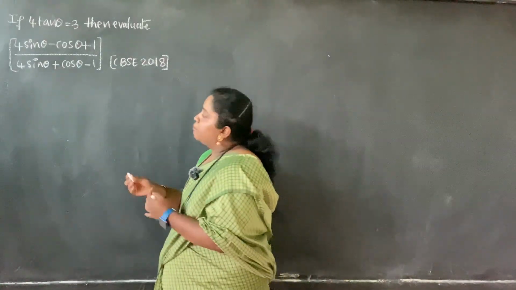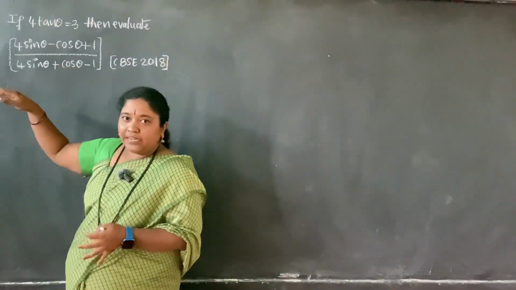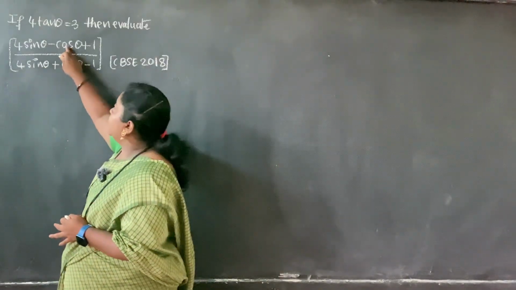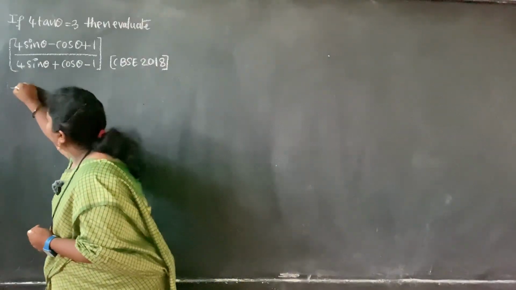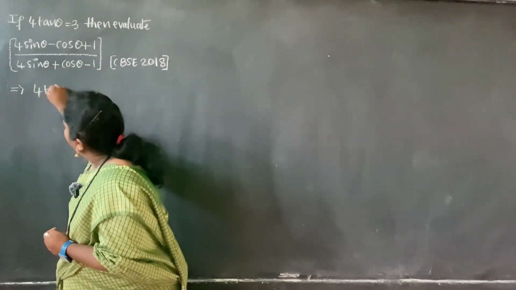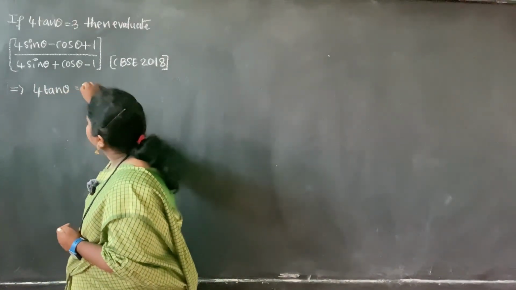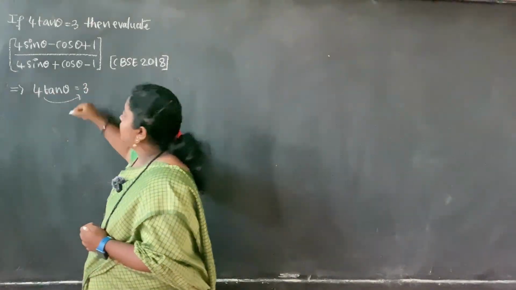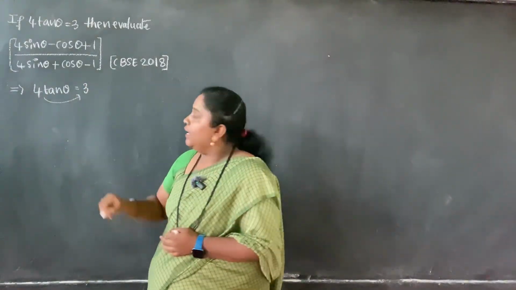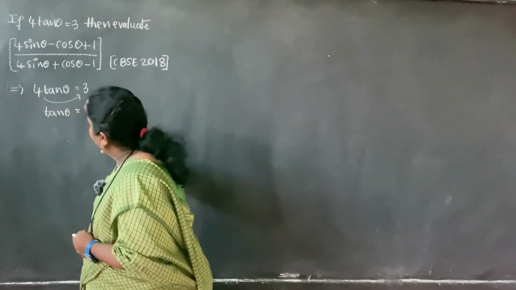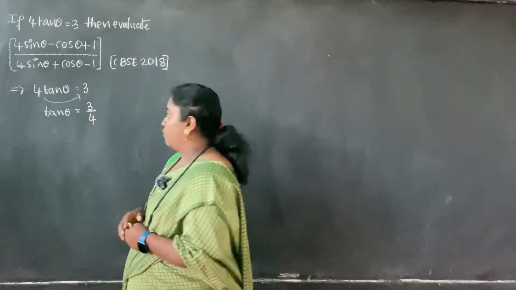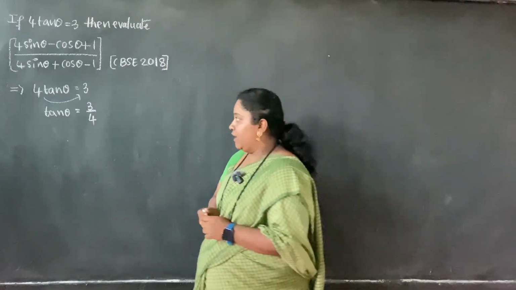Fine. So, before actually evaluating the given equation, I need to have cos and sin. Yes or no? So, what is the given hint? The given hint is, dears, 4 tan theta is equal to 3. Bring 4 to the other side. Multiplication turns to be division. So I will have tan theta is equal to 3 divided by 4.